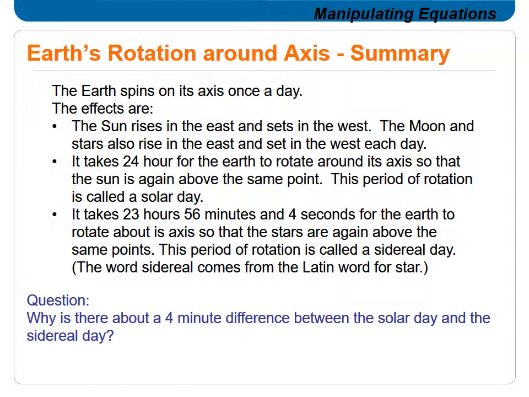So here's a question to ponder. Why is there a 4-minute difference between the solar day and the sidereal day? We'll answer that later, but it's a good thing to start thinking about.